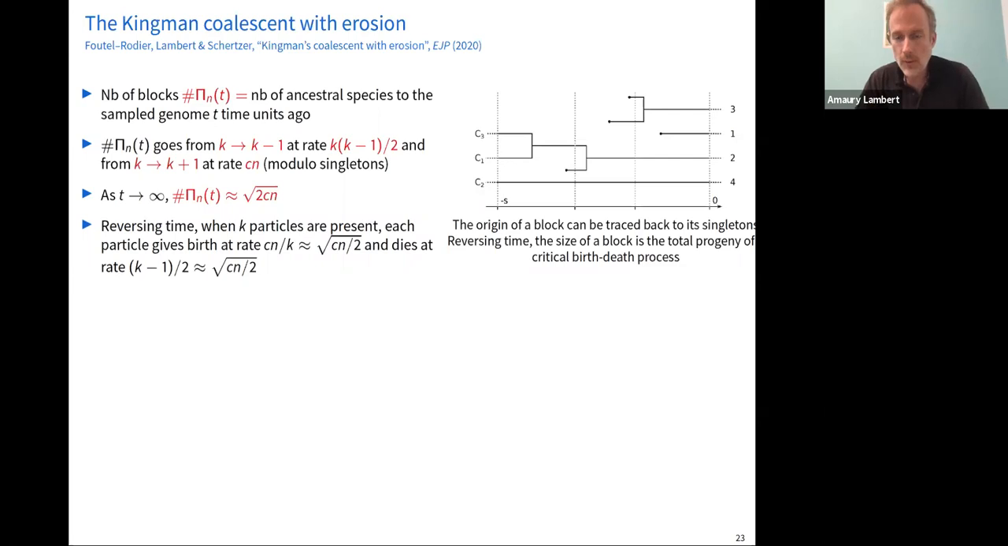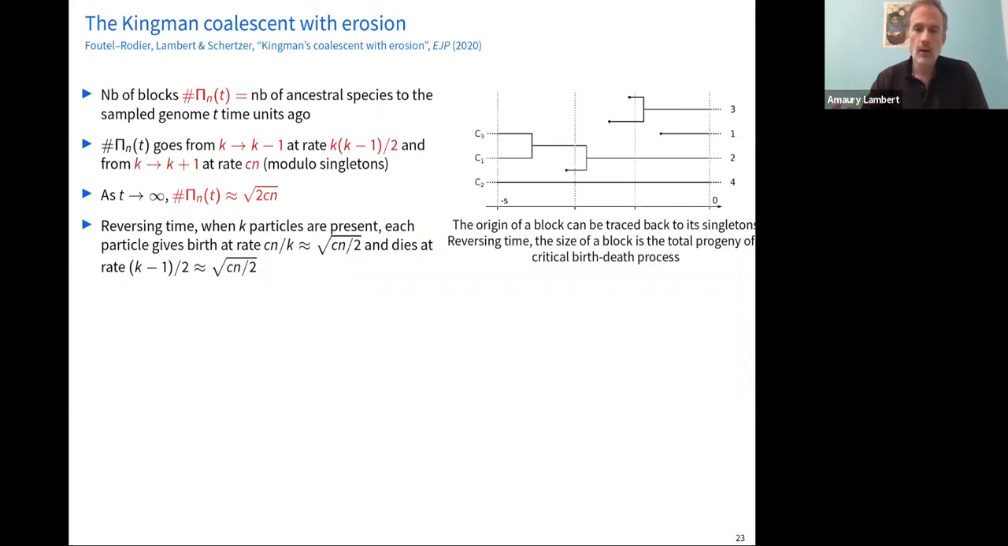Now look at the picture on the right. The picture on the right tells you how clusters are formed from singletons. The singletons arise at the black dots. We don't know from where, and they coalesce. And as they coalesce, they form new blocks, right? And so the origin of each block that is present at present time can be traced back to its singletons. If you look at this picture, you see a tree, where, reversing time, each birth corresponds to a coalescence, and each death corresponds to an erosion, a new singleton arising in the system.